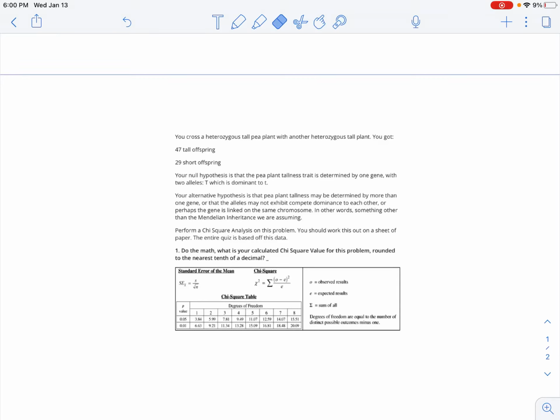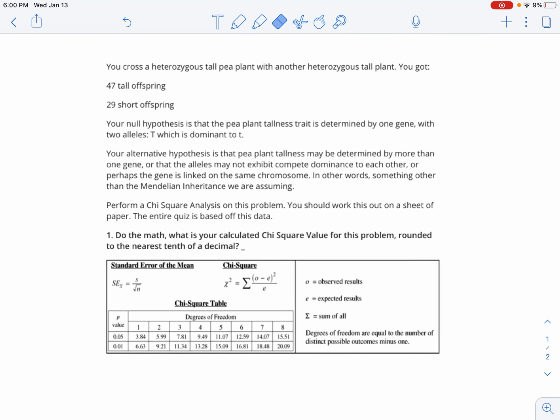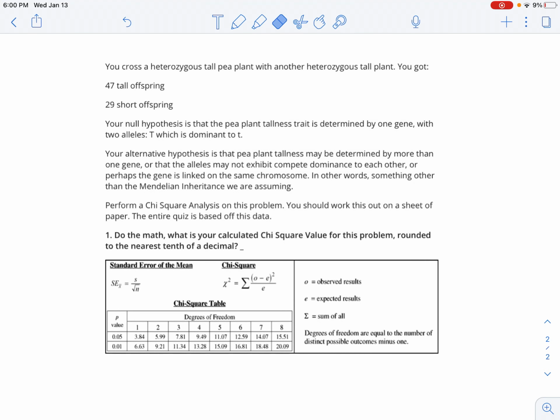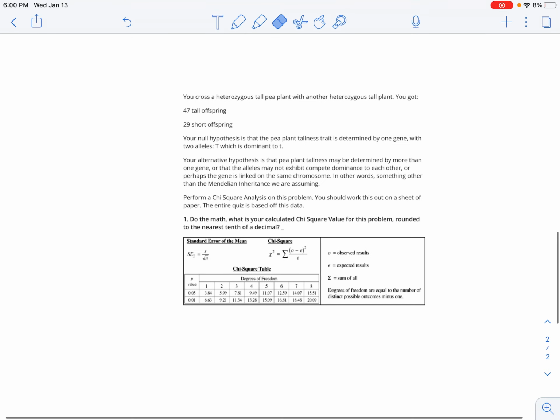Hey, this is Mr. Bus, and in this video I'm going to go through this problem that you'll see in the Schoology quizzes. This is the one about the chi-square Pea Plant Cross. This is kind of similar to what I'd done in the worksheet video, except I don't give you the Punnett square, so you kind of have to figure that out for yourself.